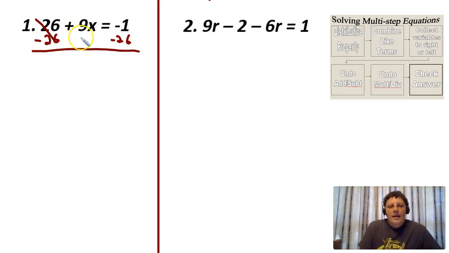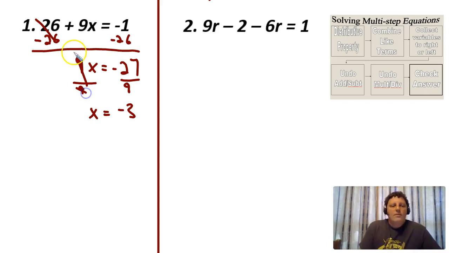I'll bring down the 9x, and then I'll bring down the equal sign and add -1 plus -26 to get -27. And then after that, we are going to divide both sides by 9, which is undoing the multiplication or division. Anytime you've got a number next to a letter, that's multiplication. 9 times x. We have to undo that multiplication by dividing so that we get x equals -3.